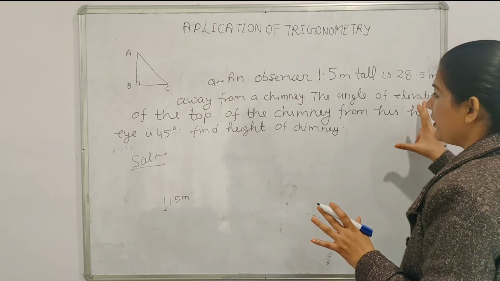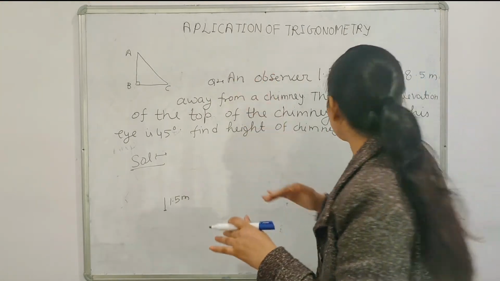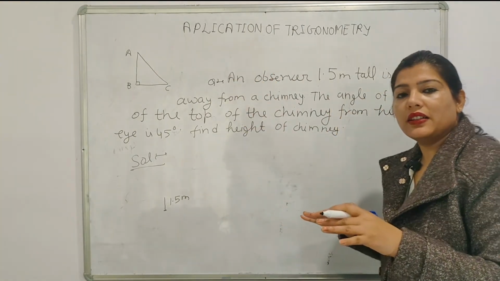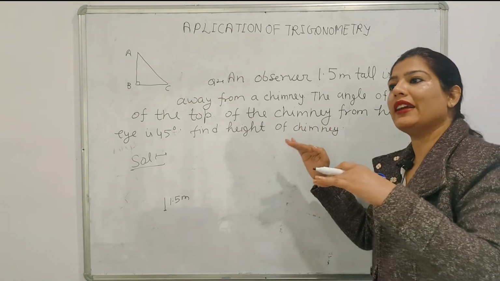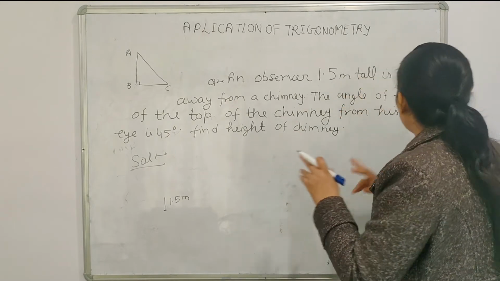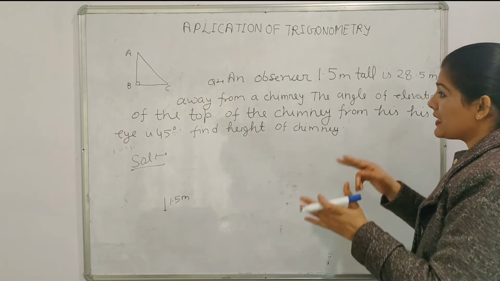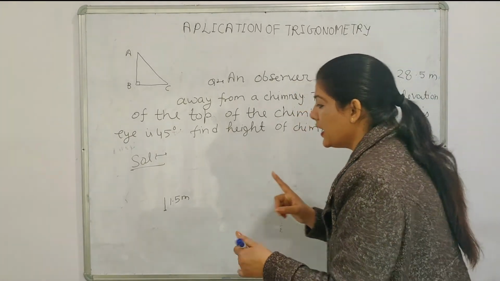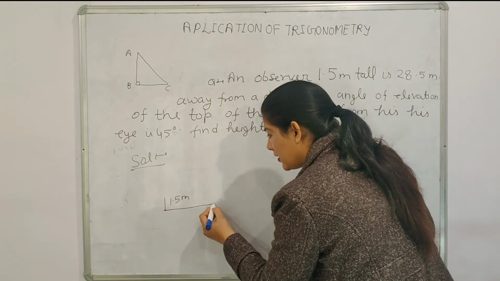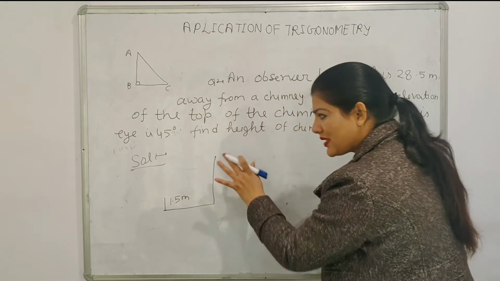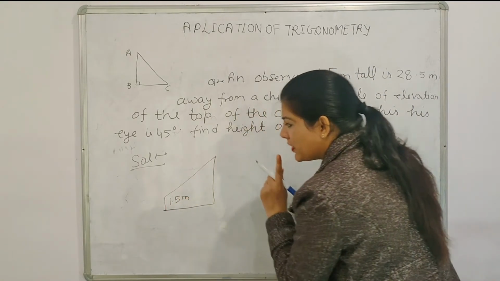The angle of elevation, that means we are looking at a height. If they are saying that the angle of depression, that means the observer is standing on a height and he is looking down. Okay. So the angle of elevation of the top of the chimney from his eye is 45 degree. So the ground is same. So you have to make a chimney here. Suppose the height of the chimney is this and the observer is looking at the top of the chimney.